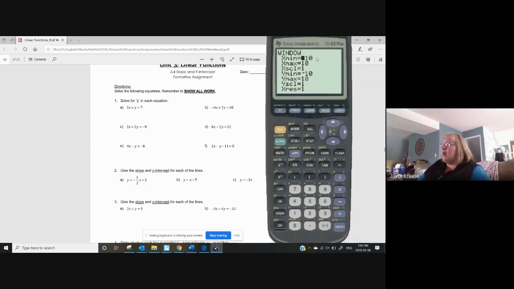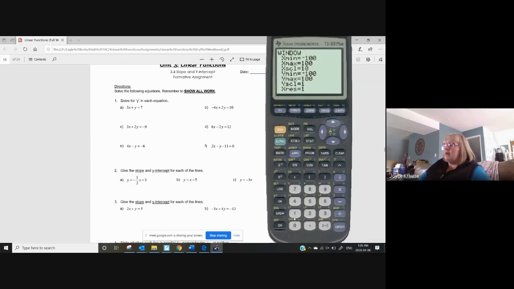If, for example, I wanted to go, and you don't need to do this right now, but if I wanted to go from -100 to 100, and then -100 to 100, it would make sense to change my scale. If I don't, this is what it will look like. A big black line. Again, you don't need to do this on your calculator. I'm just showing you what happens. So if I'm going from -100 to 100, it would make more sense to go up by tens.